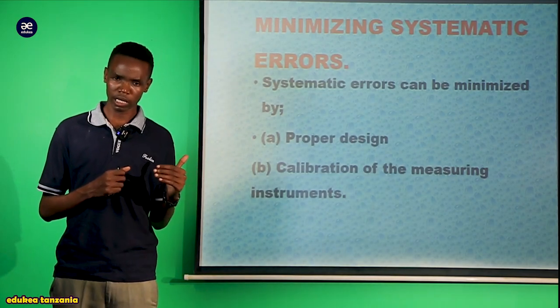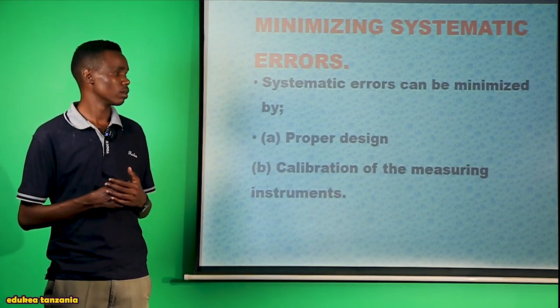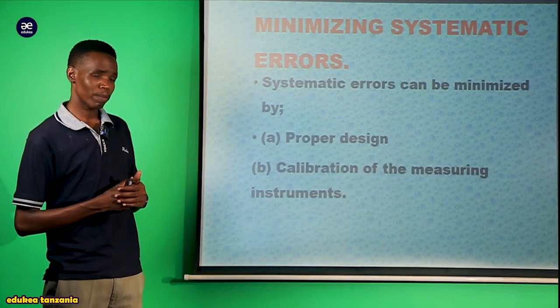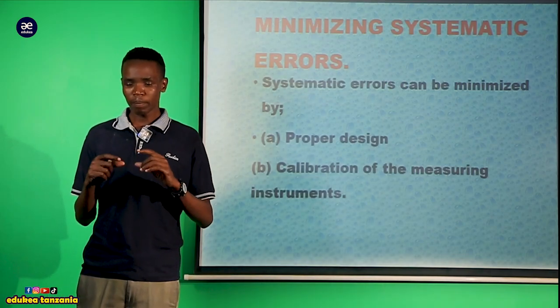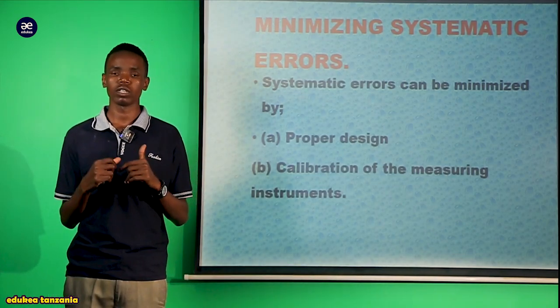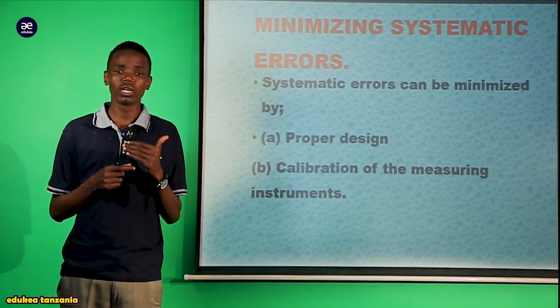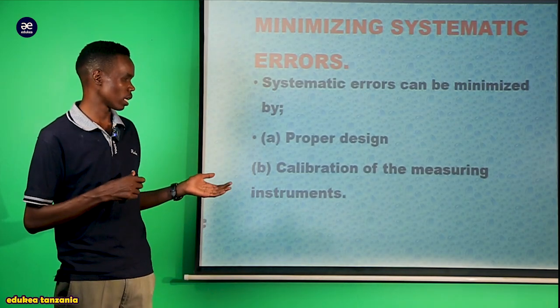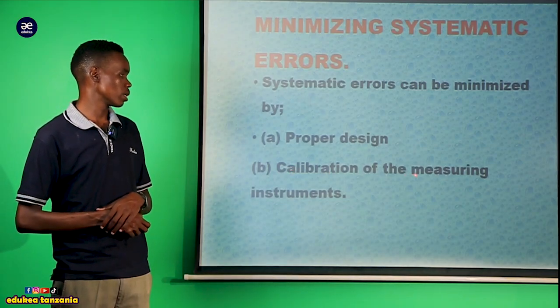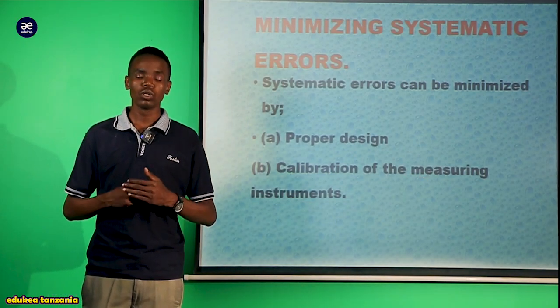We have the proper design. We are supposed to design our instrument very carefully. Vile vifaa tunatakiwa tuvitengeneze kwa umakini zaidi ili tuweze kureduce the systematic errors. Another is calibration for the measurement instruments. During calibration of the instrument, we are supposed to be careful so as to reduce the systematic errors.